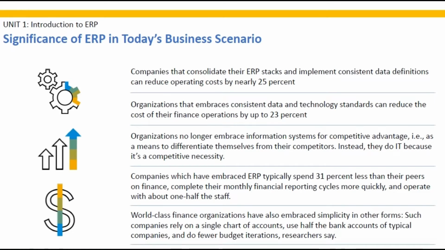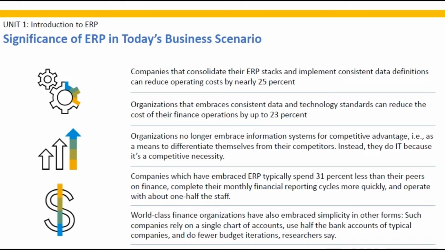Now, regarding the significance of ERP in today's business scenario: companies that consolidate their ERP stacks and implement consistent data definitions can reduce operating costs by nearly 25%. There are some clients who observed even more than 50% cost cutting. And organizations that embrace consistent data and technology standards can reduce the cost of their finance operations by up to 23%, because we get more visibility on the finance, and also we can establish the controlling part very efficiently and reduce the costs.